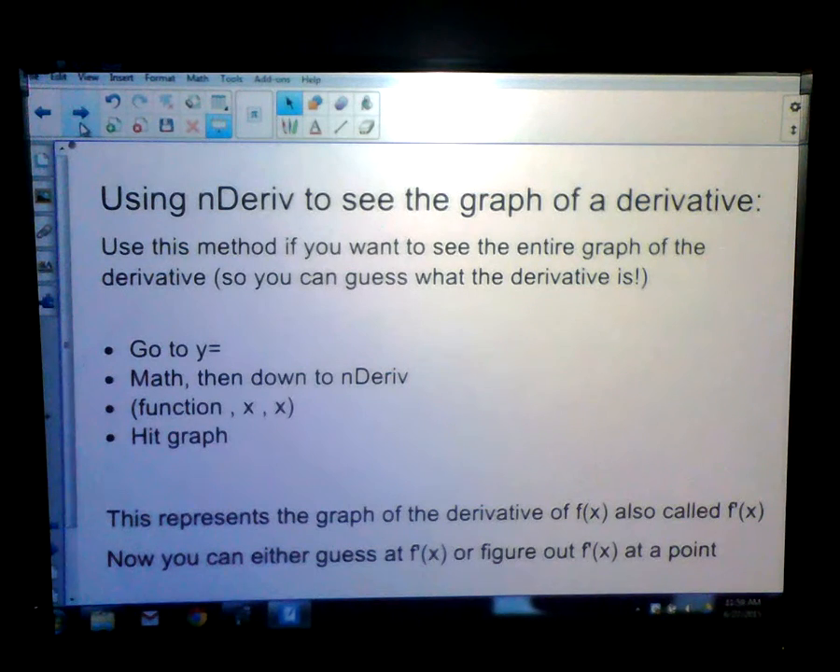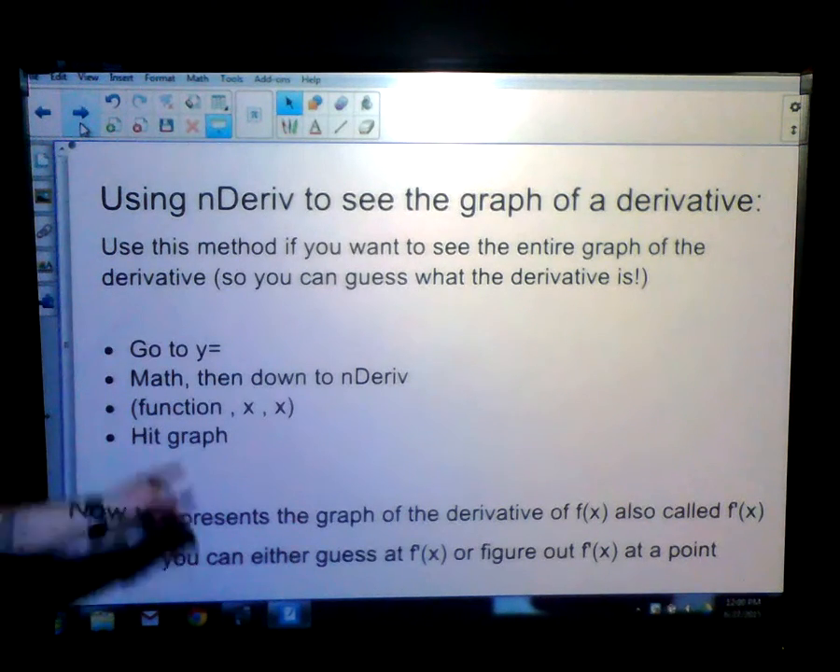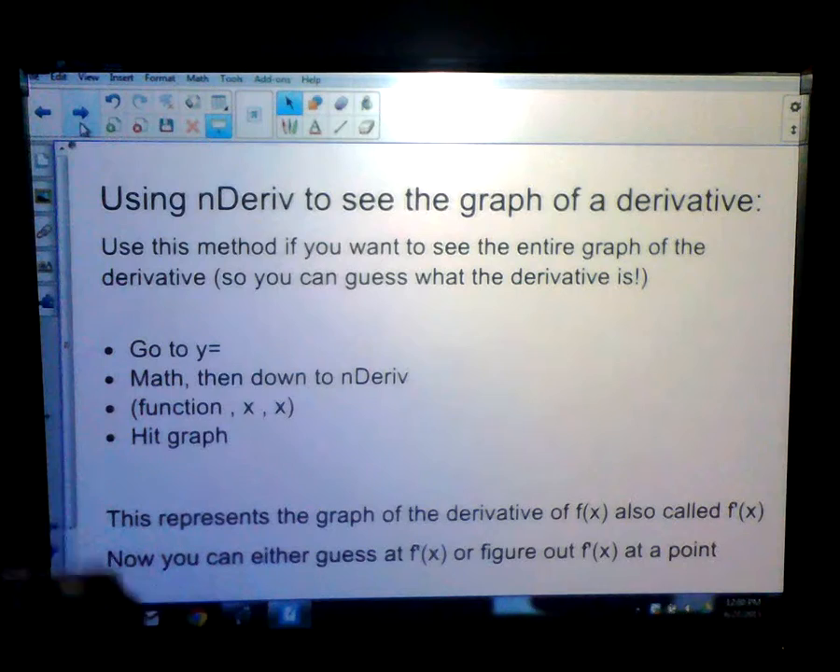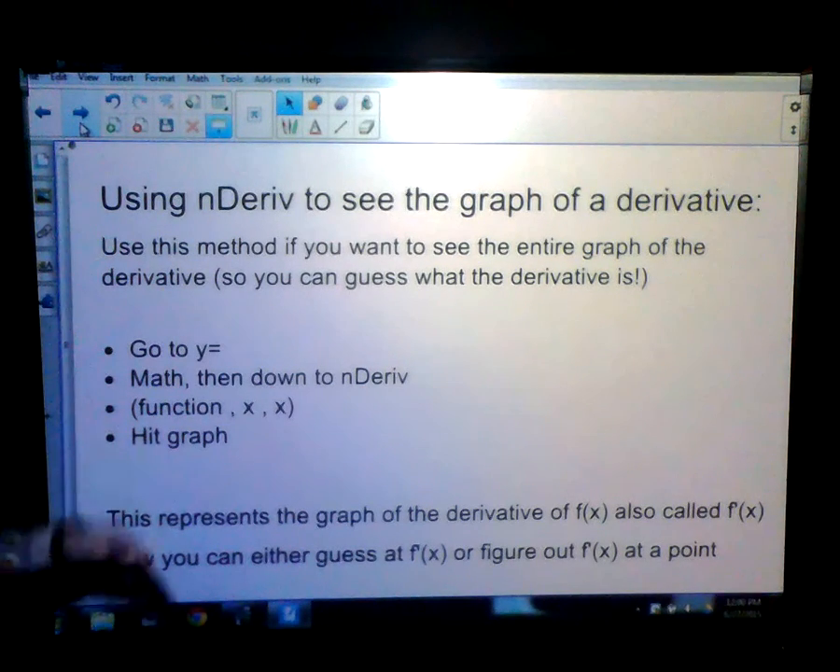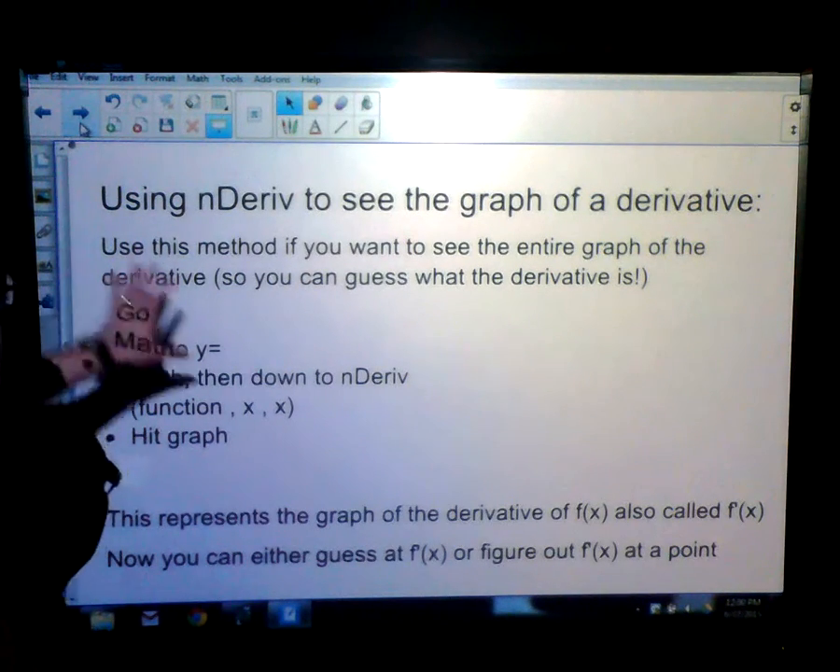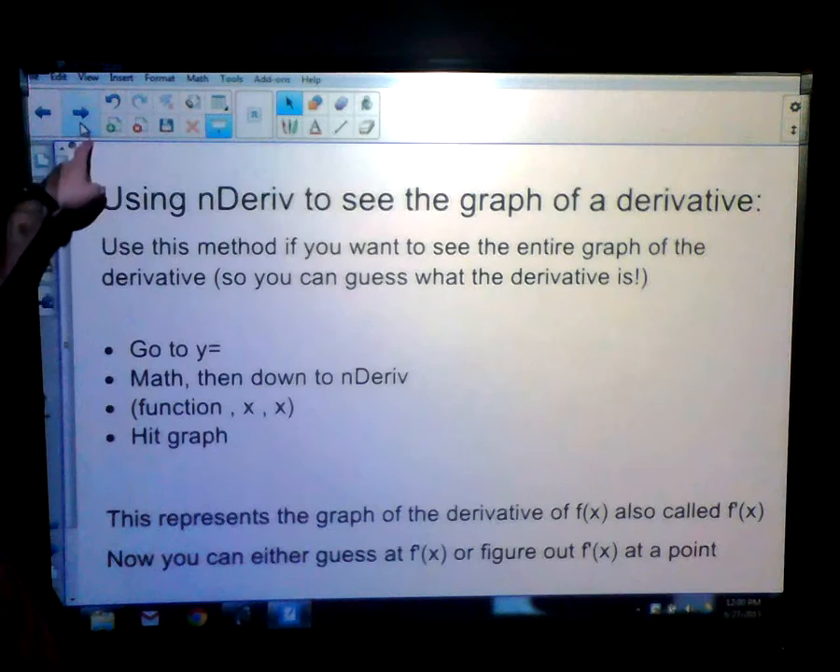Let's use nderiv to see the graph. This one isn't as important. But this method is when we want to see the entire graph so we can guess at what the derivative is. We go to y equals, we hit math, and we go down to nderiv. We type in the function, x, and then hit the graph. That's the graph of the derivative. So we can see what the derivative is there. Okay? We'll do a practice problem like this in a second.